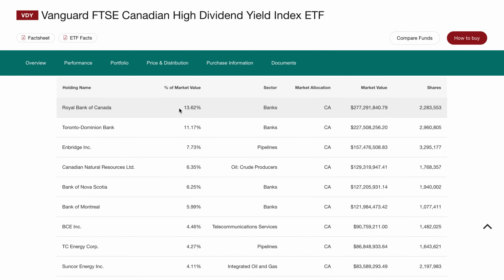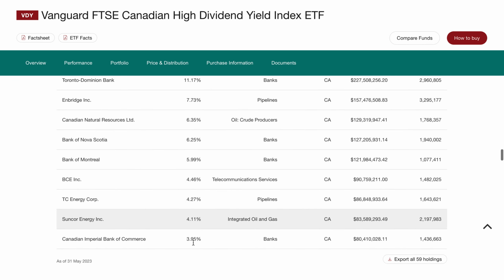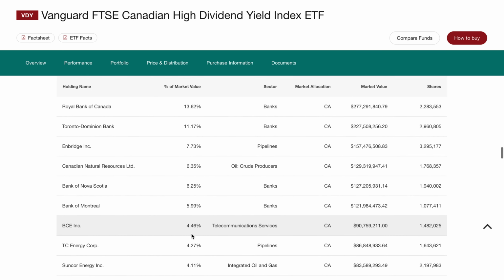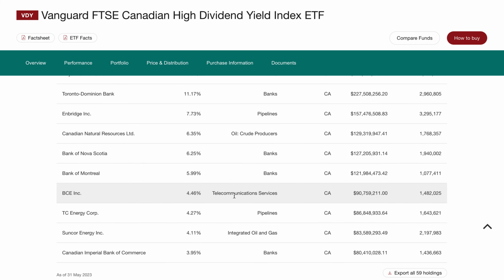Like we saw, the banks make up the large portion here, RBC being the largest at 13%, TD following at about 11%. You have Enbridge here, pipelines, at 7.73%, Canadian Natural Resources at 6%, Bank of Nova Scotia and Bank of Montreal at about 6% each. You have BCE at 4%, TC Energy, Suncor, and CIBC. So again, financials and energy are the top holdings here, and then some telecommunications as well.